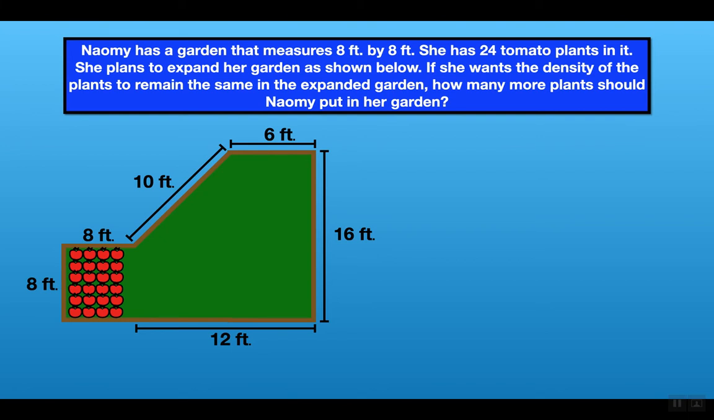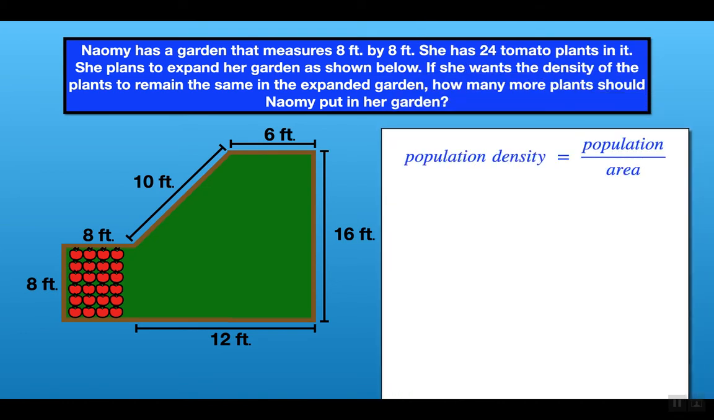As you can see on the left-hand side, she has a garden. It's 8 feet by 8 feet, and it has 6 rows of 4 tomato plants each for a total of 24 tomato plants in that section of the garden. She's going to expand the garden, and the question is, if the density stays the same, how many tomato plants will she put in the expanded part of the garden? So let's start with our formula. Population density equals population divided by area. In this question, we're talking about a population of tomato plants.